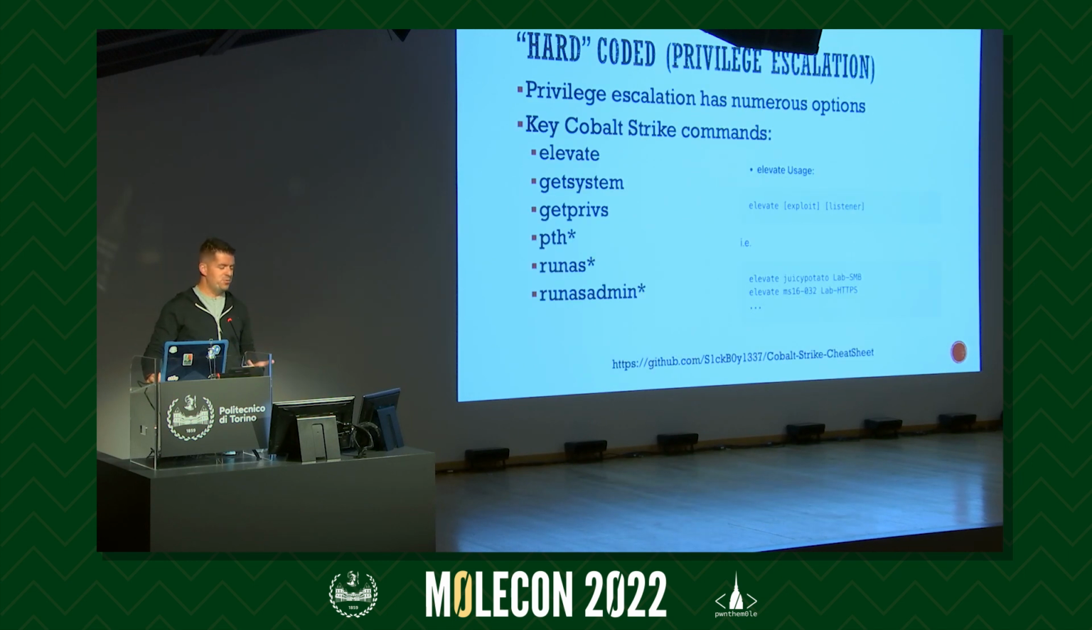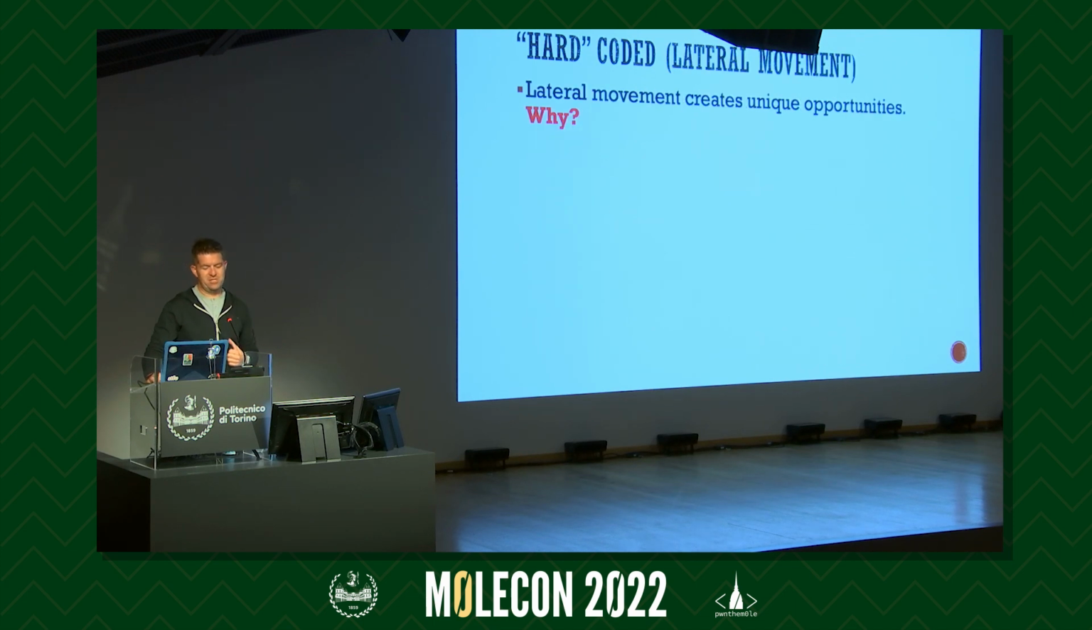Get system, get privs, and I threw an asterisk next to pass the hash, run as, and run as admin, because we'll also see those utilized in lateral movement, but they can also serve as a form of privilege escalation as well. Now, lateral movement's where I tend to spend a lot of time on building detections.